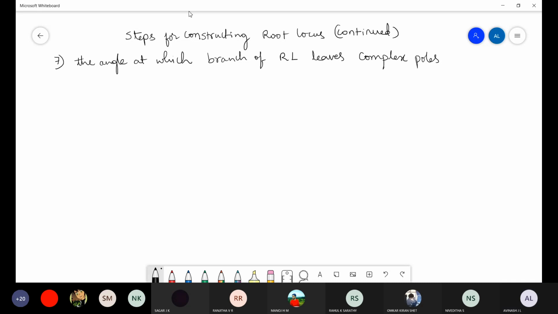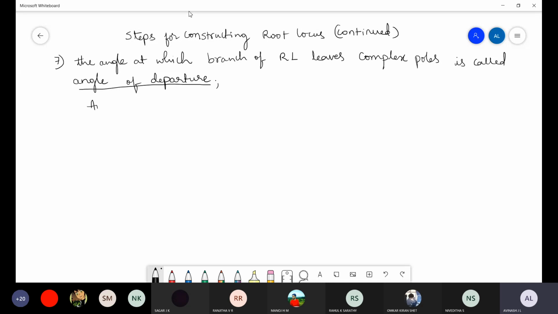If a complex pole is not coming, then this 7th step will not exist. The angle at which the branch of root locus leaves a complex pole is called the angle of departure. Make a note of this. What do we mean by angle of departure? It is the angle at which the branch of root locus leaves the complex pole. Now, how to find this angle of departure?